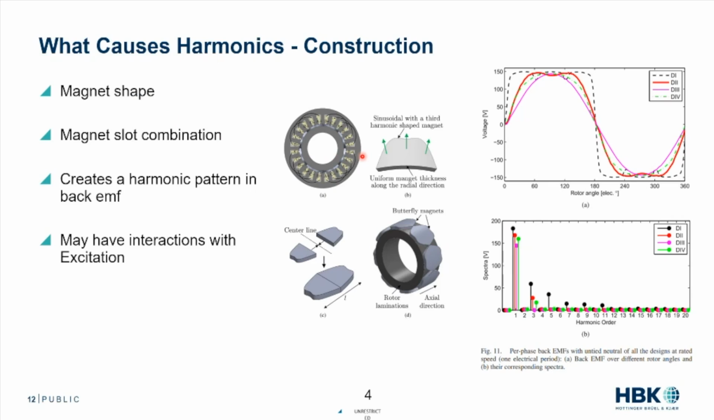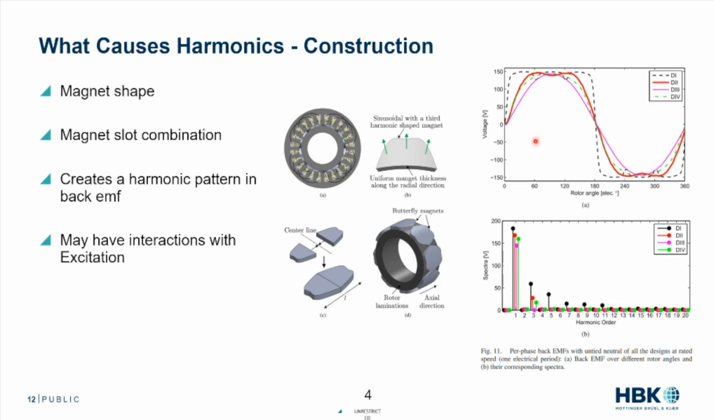Our back EMF is constantly interacting with our stator excitation. So if we look at this, this is voltage for different shapes of magnets. This is the voltage generated. We have kind of that perfect sine wave, then a more heart-shaped wave, and then a kind of fatter heart-shaped wave. These are just different profiles of the same magnet.